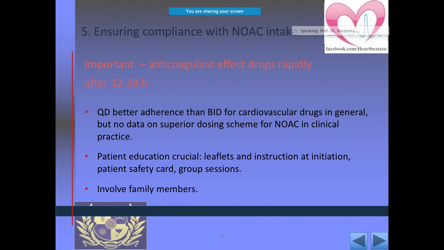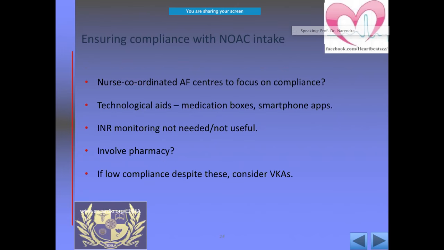So you must not only teach the patient, but also try to involve the family members. You need to console them and take them into confidence as well. And then you may also form a team, involving the nurses, the educators, and if possible the pharmacy and the near and dear ones of the patient as well.